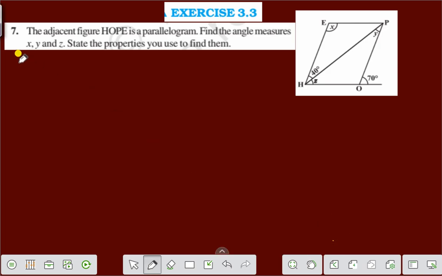Let us solve this problem. This is a parallelogram. That means EP is parallel to HO, and PH is the transversal.